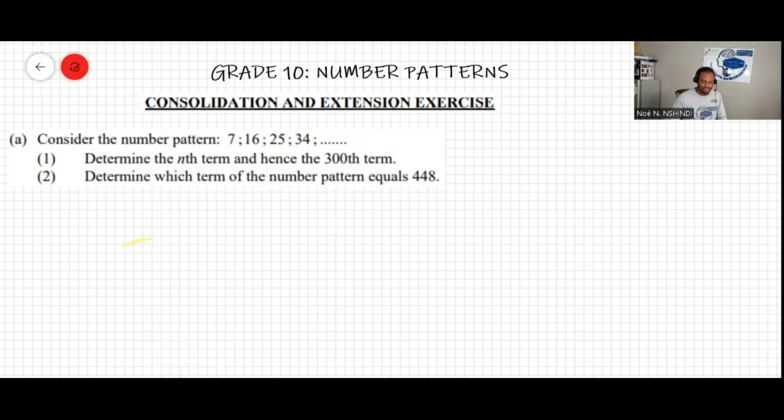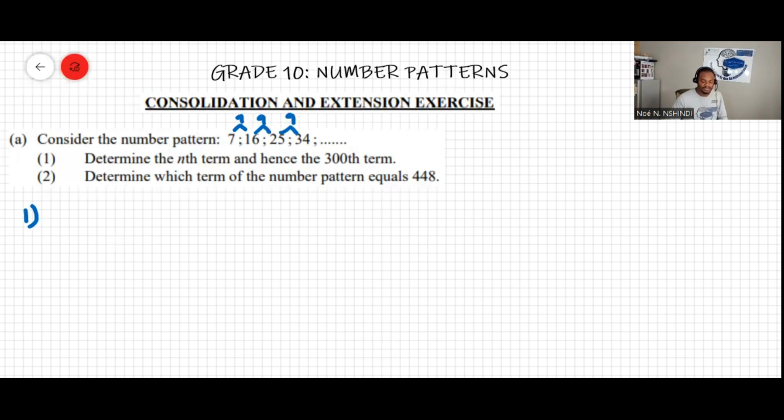Now, let's start question 1. When I look at the pattern here, 7, 16, 25, I need to find first if there is a constant difference. How do I get it? I'll do 16 minus 7, which is equal to 9. So we notice that it's 9. And then 25 minus 16 is also 9, and 34 minus 25 is also 9.